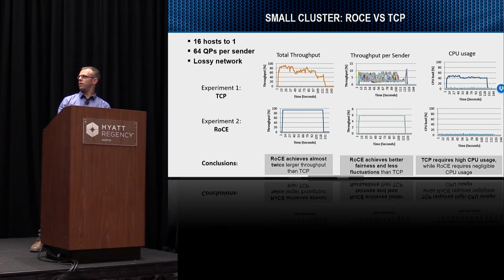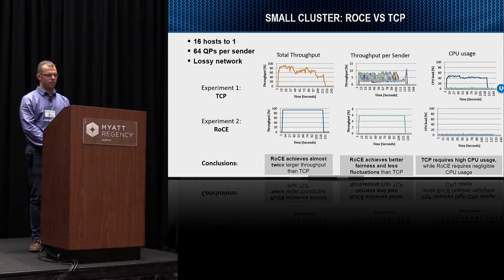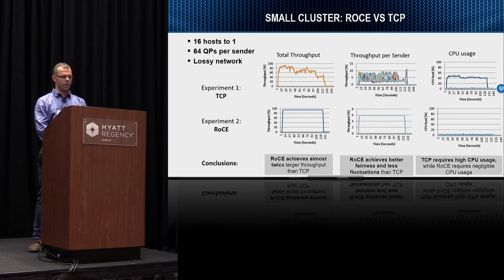Now, it was interesting to compare RoCE to TCP in the congestion scenario. So we repeated the same case, one experiment with TCP and a second experiment with RoCE. You already saw the graphs for RoCE. It is not surprising that we are getting full throughput and full fairness and negligible CPU usage. It is shown on the three bottom graphs. And it is interesting to compare how it compares to TCP.